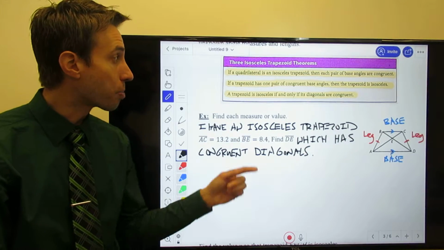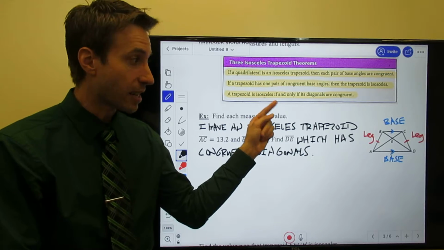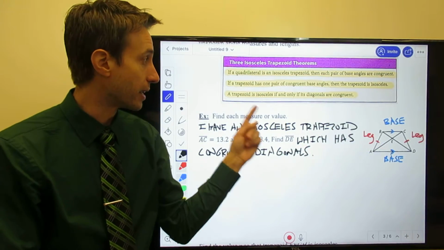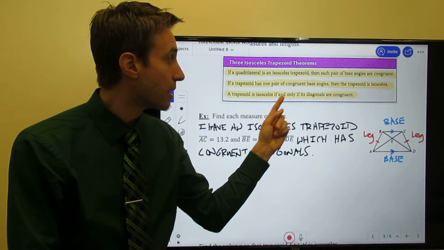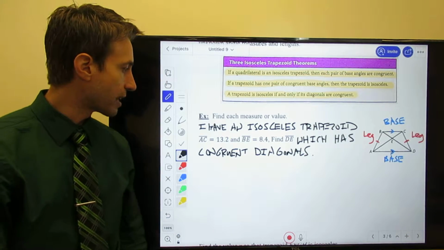That is one of my properties of isosceles trapezoids right here. If the trapezoid is isosceles, which I know it is, I just showed that it is, then the diagonals are congruent. So here we go, let's take a look at the information given.